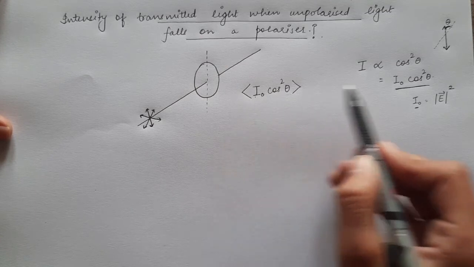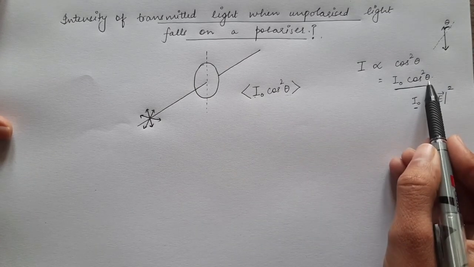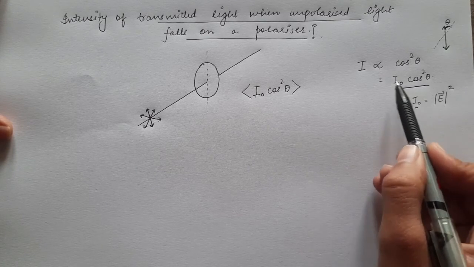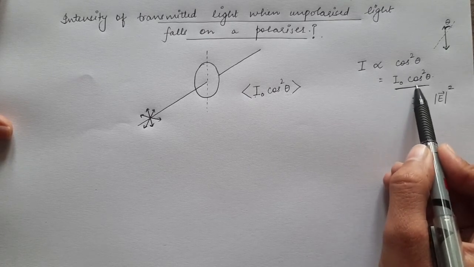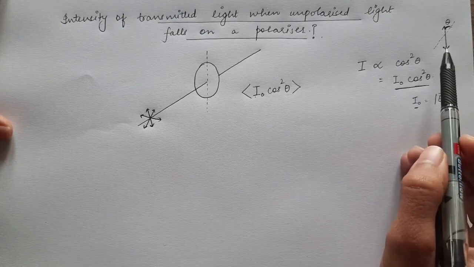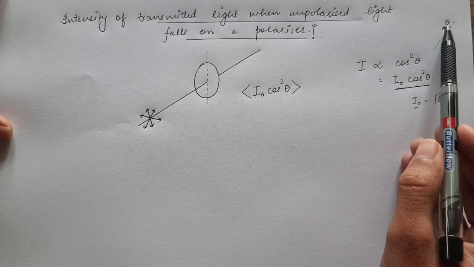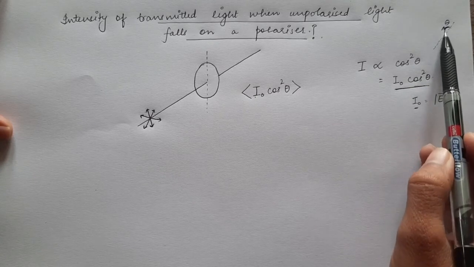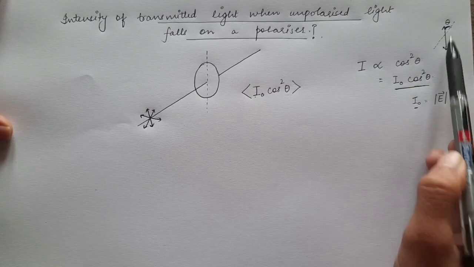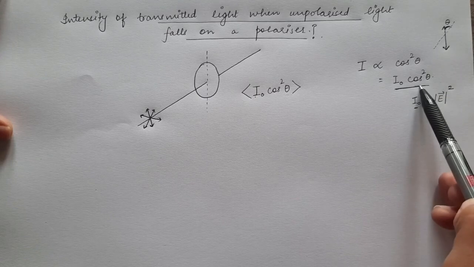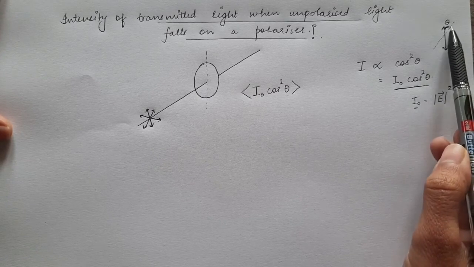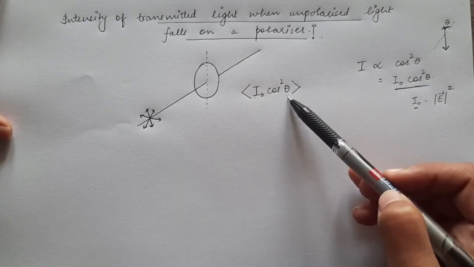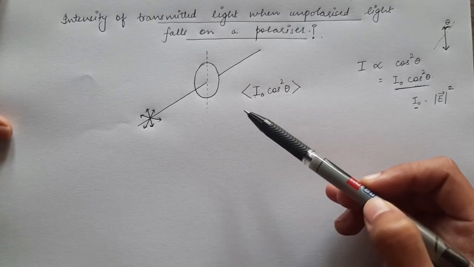So the intensity will not be equal to I0 cos square theta, but it will be the average of all those intensities. This formula is valid only in the case when theta angle is fixed, and theta angle is fixed in the case of plane polarized light, because the vibrations occur only in one plane. But in the case of unpolarized light, the theta angle is different for different vibrations of the electric field.